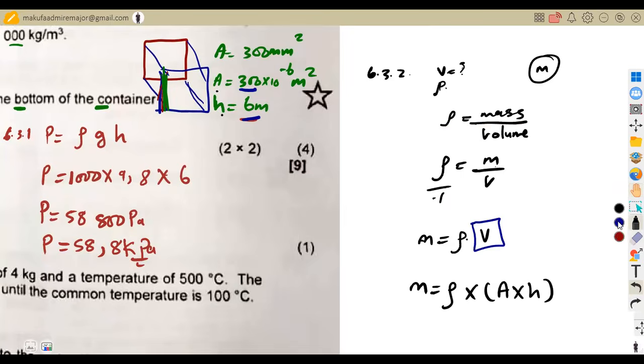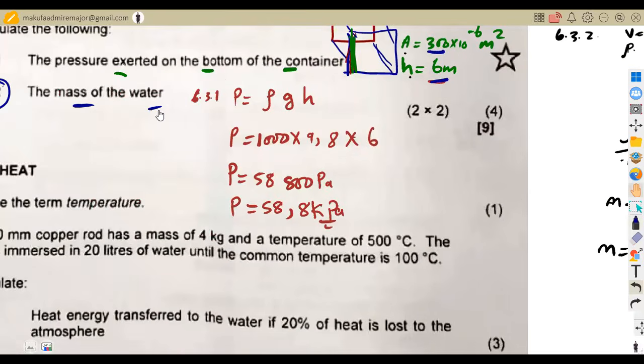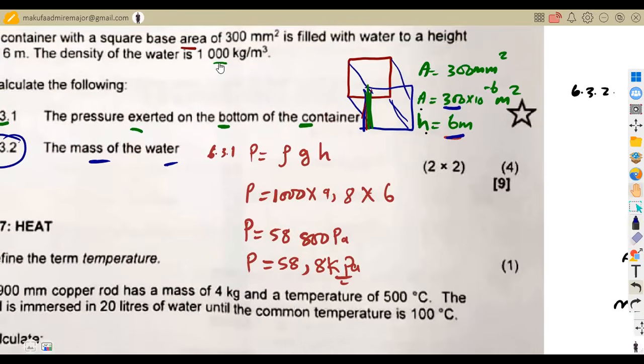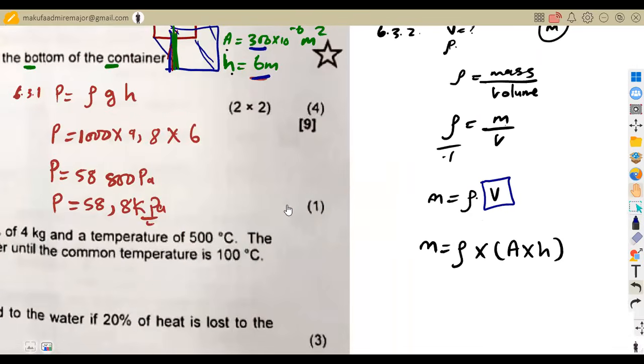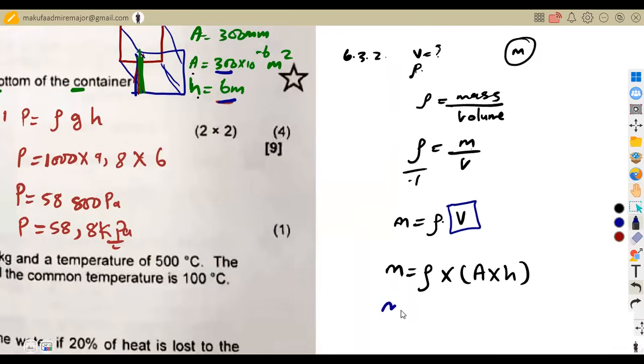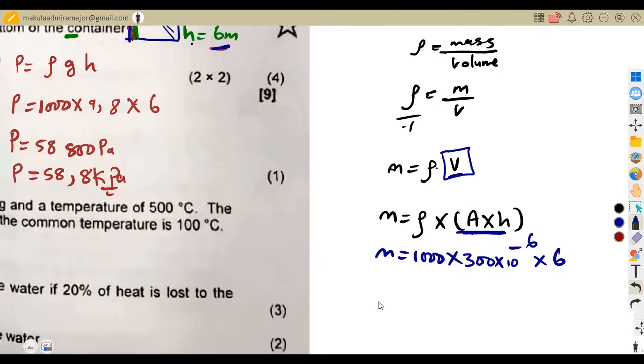What is our density? 1000. Our density was 1000, so we substitute our values. Our mass is the density of 1000 times the area times the height, which gives us the volume. We have the area in square meters, that is 300 times 10 to the exponent of -6, times the height of 6. This gives us the exact mass of water, which is 1.8 kilograms.